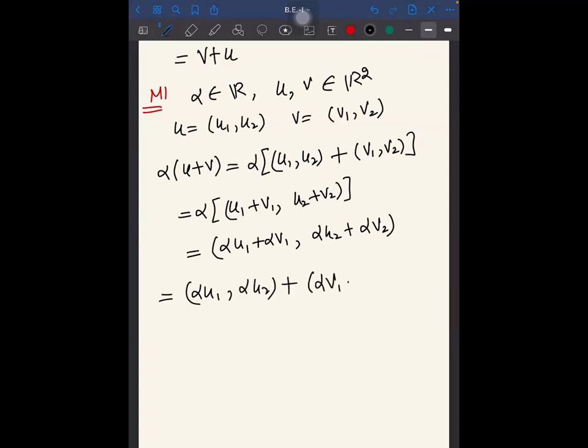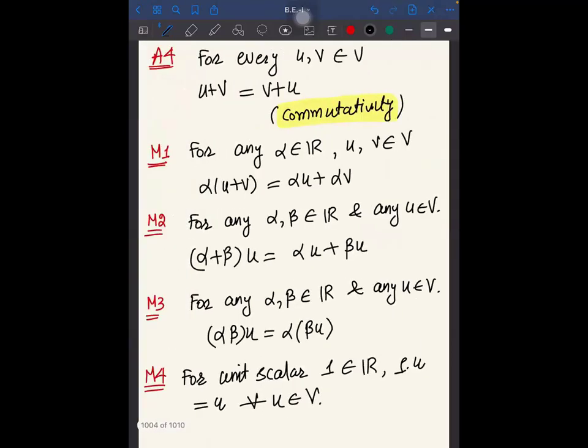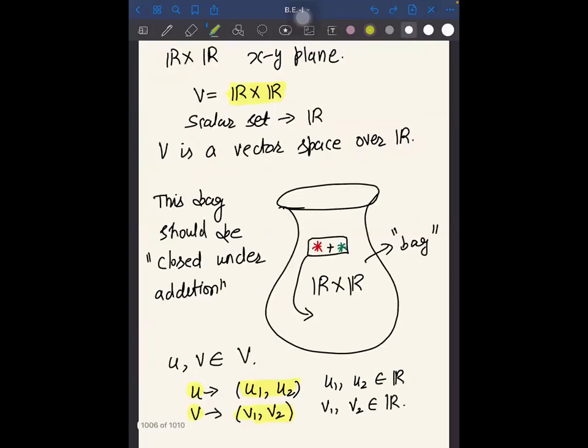Can we do this? Yes, sir. So further, I can write it as alpha u1, u2 plus alpha v1, v2. Is it okay? And finally, we can write in this way. So that's what we wanted to prove. Yes, fine. Can you see this property? Yes, sir. Right. And similarly, we can take two scalars and next we can prove this. So let's see how it works.